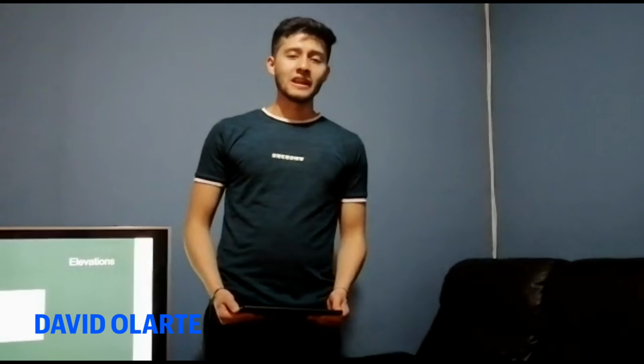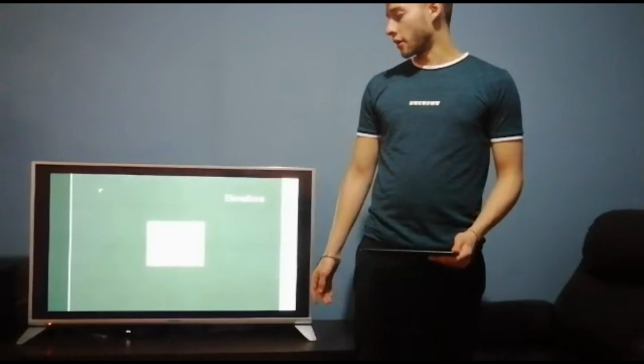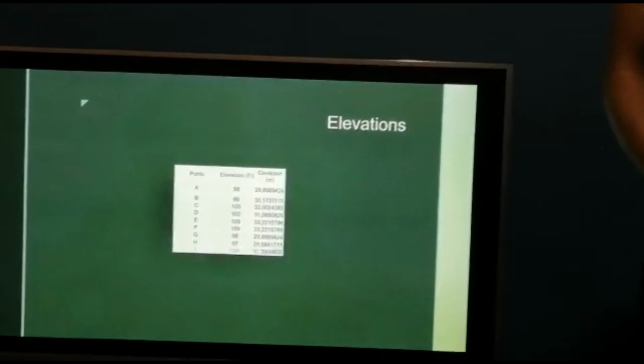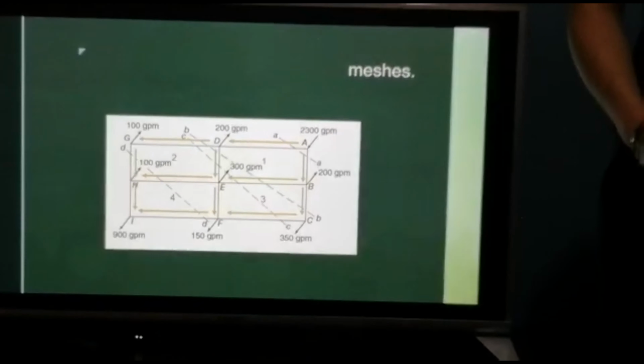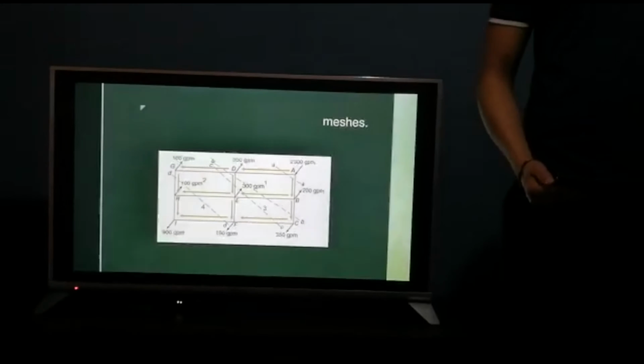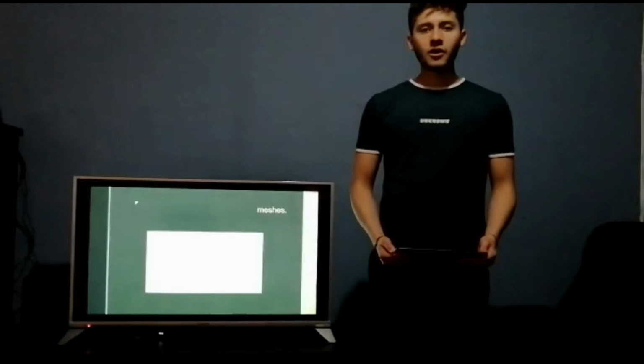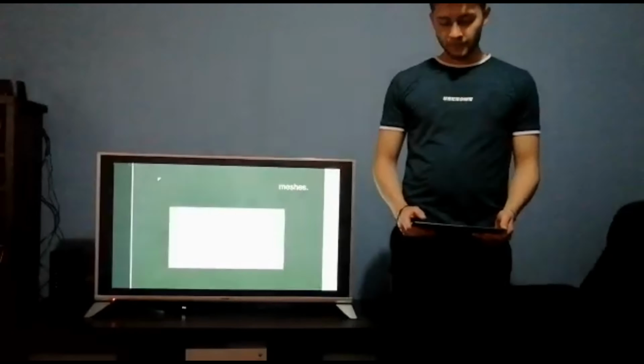Well, now that I have already read the problem, my classmate David Olarte is going to explain the next part. The elevation is made to the sum of our last digit of ID, and for these reasons our elevation is RAG7. The pipe network is divided into four meshes, so the analysis will be carried out separately.